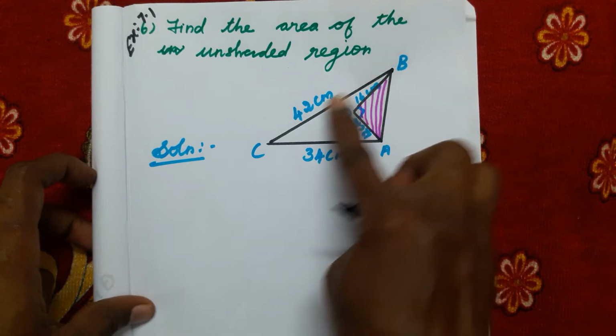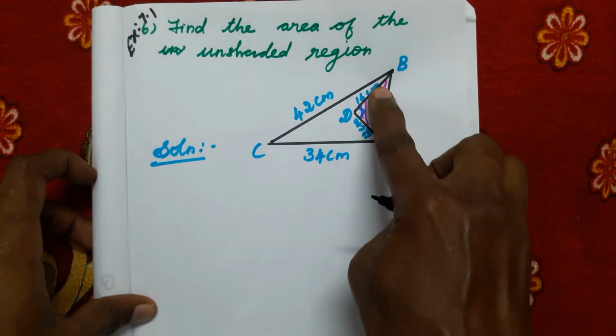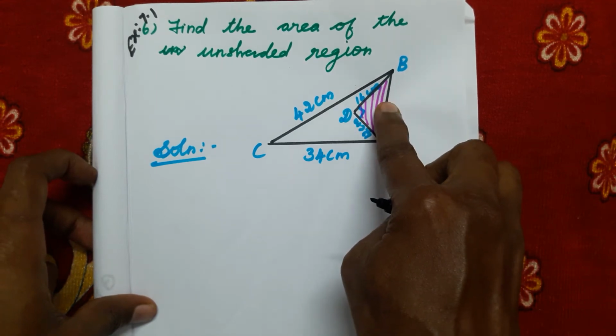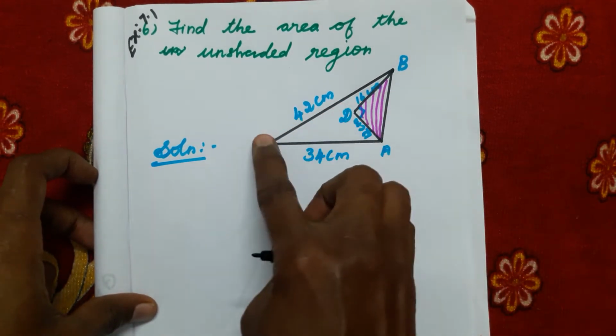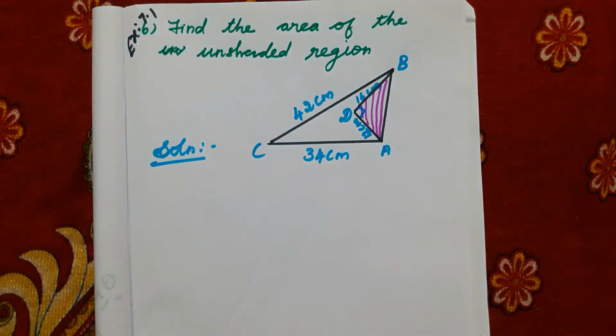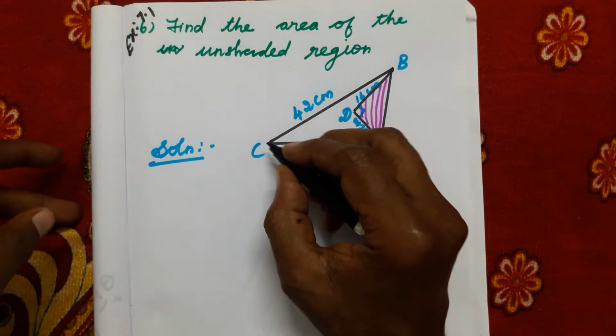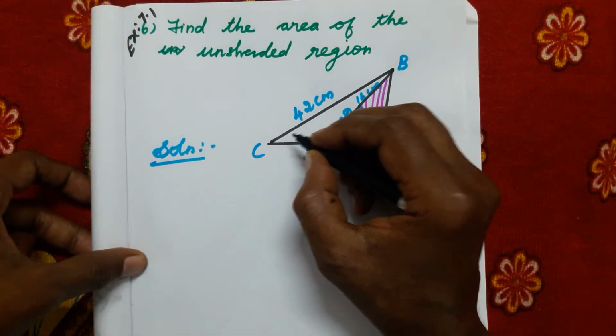Area of the full triangle, area of triangle ABC, minus area of the shaded triangle. This triangle is shaded. When we subtract area of triangle ABC minus area of triangle ABD, we get the area of the unshaded region. First, we have to find the area of triangle ABC.